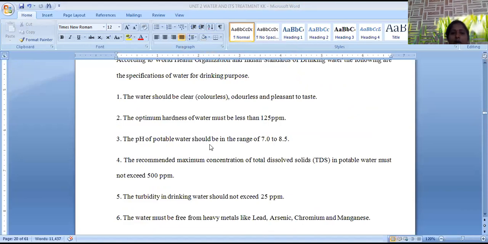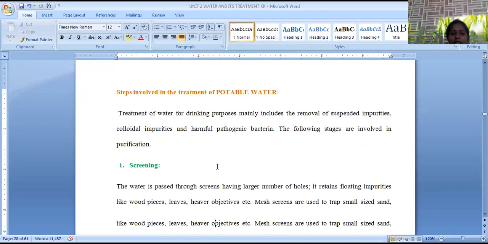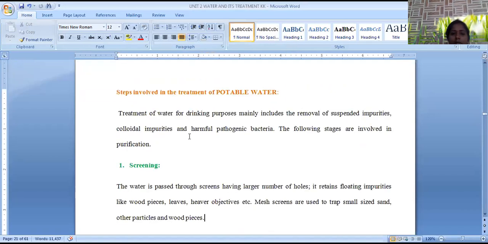Now let us see what are the important steps involved in potable water treatment. So potable water treatment is a multi-step process where first we are purifying water, and the second step is sterilization or disinfection. Sterilization is nothing but removing all disease causing organisms from the water sample by means of different possible processes, which is called disinfection or sterilization. Let us go one by one.